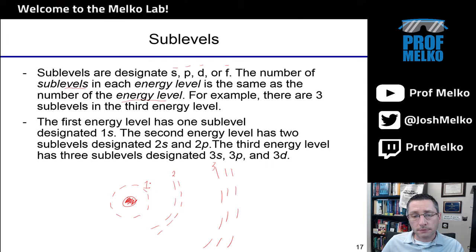S is always first, so in the first energy level where there's only 1 sublevel, it's an S. In the second, we have 2s and 2p. Now this second sublevel is the second letter here, p. So the third energy level is going to be 3s, 3p, 3d. And you guessed it, this fourth energy level that is broken up into 4 sublevels is 4s, 4p, 4d, and 4f.